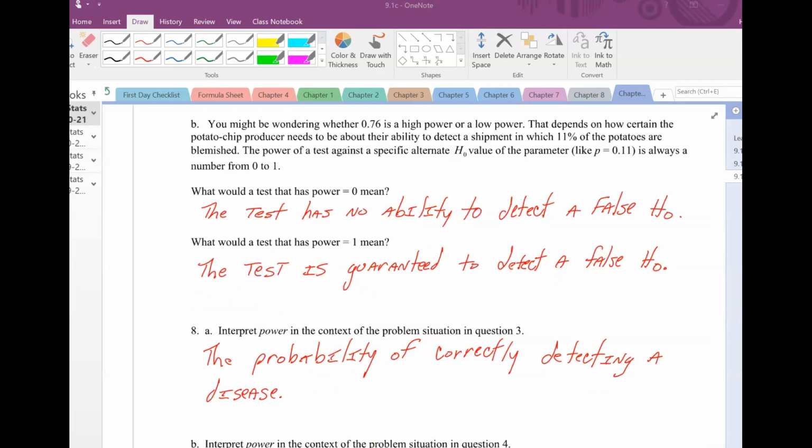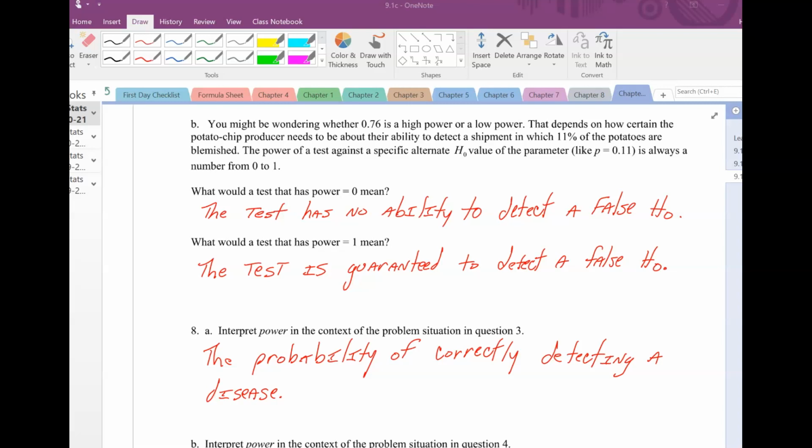Okay, if we head back to the last page there, the last piece that we're going to talk about here: you might be thinking, is a power of 0.76 strong? Is that not strong? How does that relate? And it says in the top there, it depends on how important it is for you to be able to detect a false null hypothesis. It depends on how serious you think each of your errors might be.